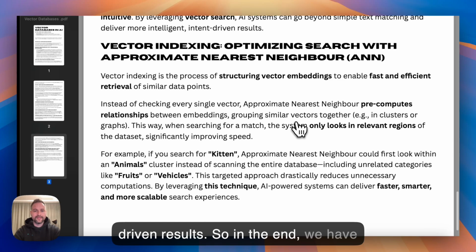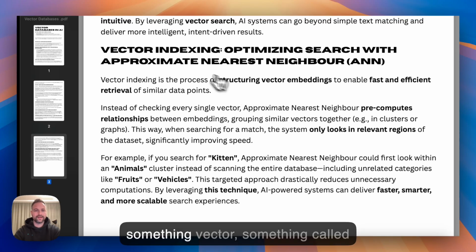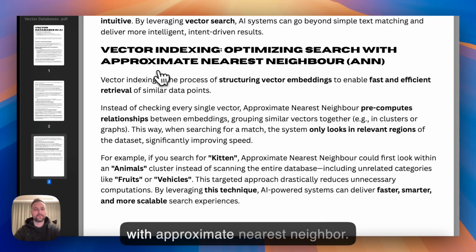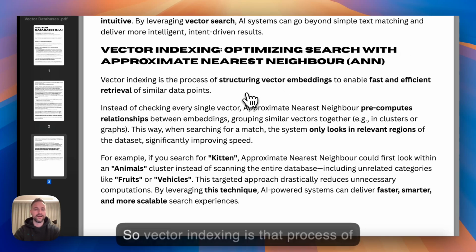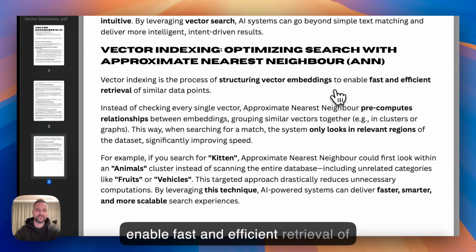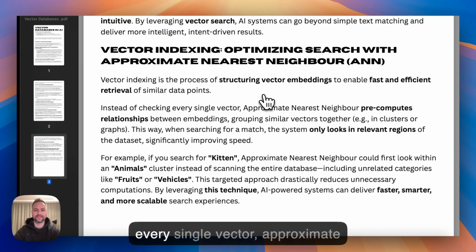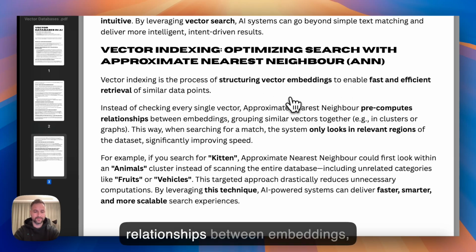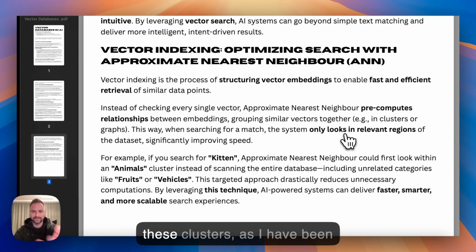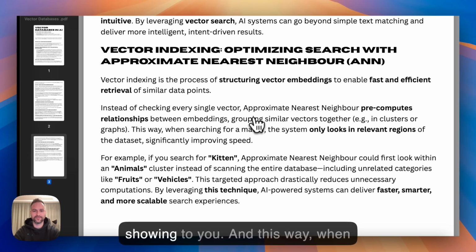So, in the end, we have something called vector indexing: optimizing search with approximate nearest neighbor. Vector indexing is the process of structuring vector embeddings to enable fast and efficient retrieval of similar data. Instead of checking every single vector, approximate nearest neighbor pre-computes relationships between embeddings, grouping similar vectors together in these clusters, as I've been showing you.